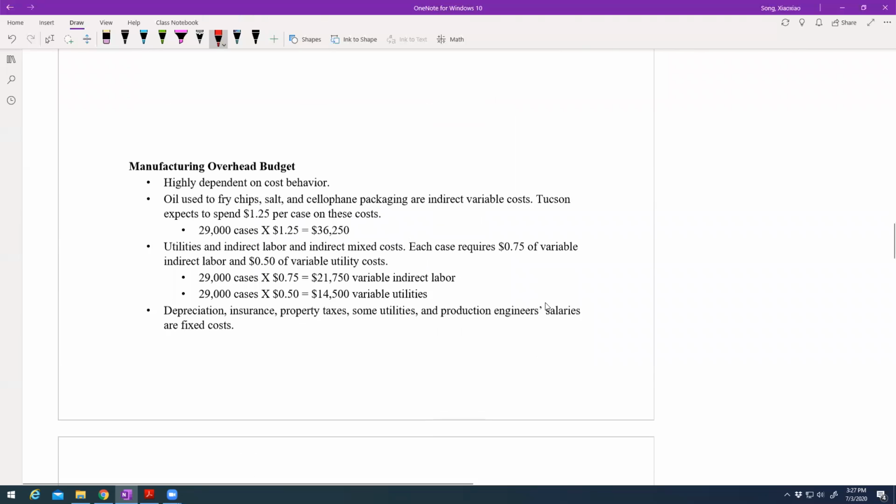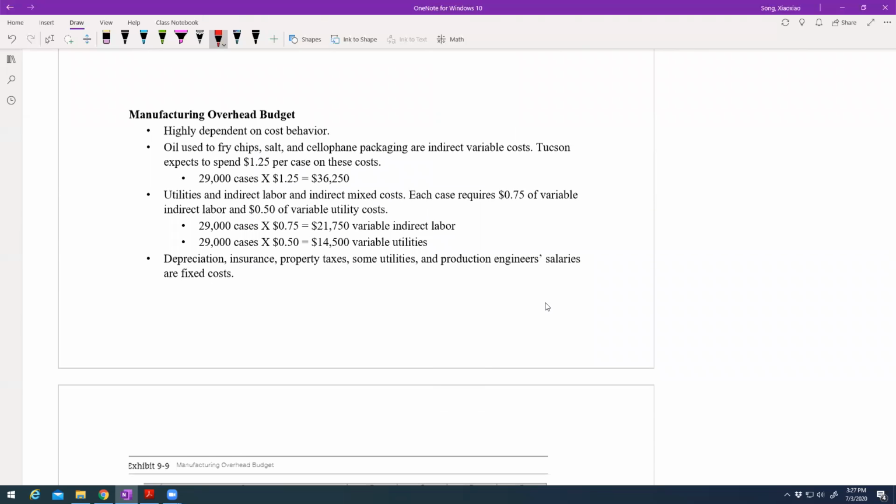Next one, talking about the manufacturing overhead budget, right? I hope you still remember this terminology from chapter 3. It heavily depends on the cost behavior. Some costs will be variable, and some will be fixed. So we have oil, all those things you can find out, and the salt, all these spicy things.